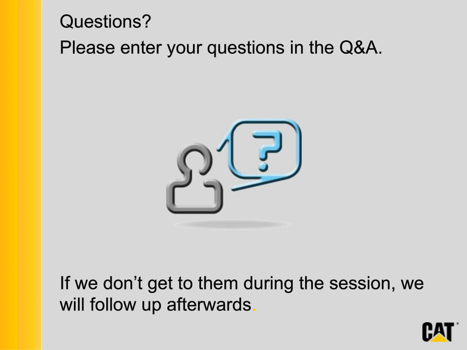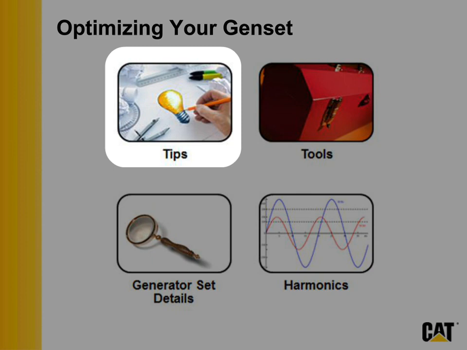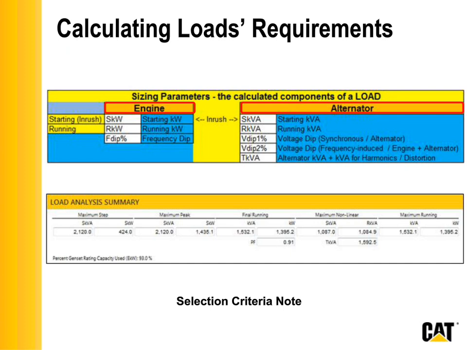Okay, so we're going to continue to talk about some other tips that you can use to optimize your genset sizing. I had already mentioned inrush and running. There's another sizing parameter, I call it, that your loads will calculate. That is the harmonics, the distortion. All your loads create inrush, running, harmonics, and distortion, and your size genset then has to be large enough to meet that inrush, running, distortion demand.